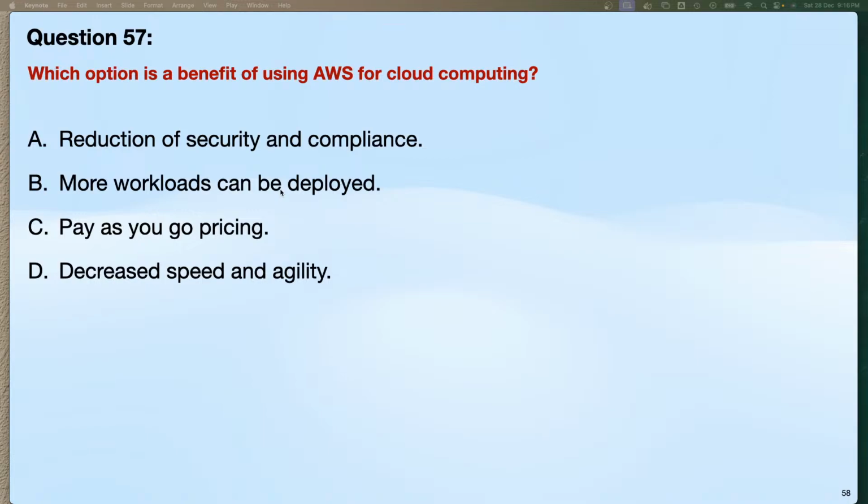No. Just because you can deploy more workloads, that's not cloud computing. Pay as you go pricing. Decrease the speed? No, it increases speed and agility, so decrease is totally wrong. Pay as you go is the correct pricing. As I was telling you previously, another way of saying this is economies of scale. Rather than paying a fixed price, you pay a variable price. As you use more, you will pay more, the pay as you go model, right? So C is the answer.